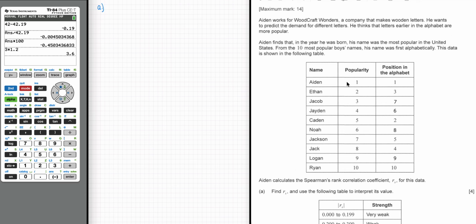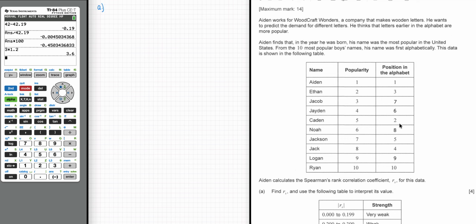So there's the popularity of each of the names and then the position that it is in the alphabet. So A is the first one in the alphabet. The second one in the alphabet is the name beginning with C. The third one is the name beginning with E, and so on. And they've already ranked the two pieces of data. So we now need to calculate the Spearman's rank correlation coefficient for the data.